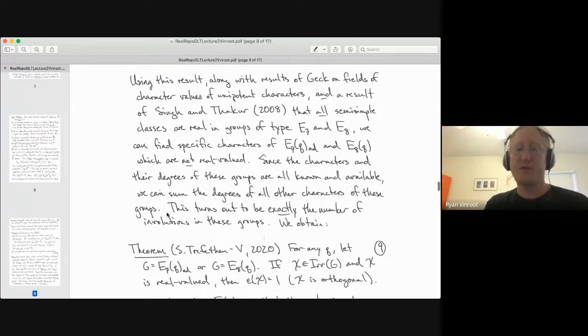So this is a result of, again, this postdoc Stephen Trefethen and I published in 2020. For either of these groups, either E7 of adjoint type or E8, every real valued character is orthogonal. So we have this nice behavior for these groups. And this is quite a big computation. There are quite a few tables in this. This is a very computational proof.